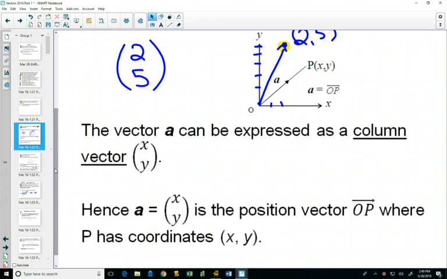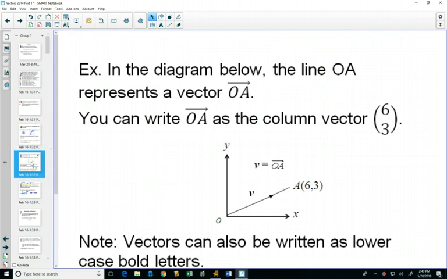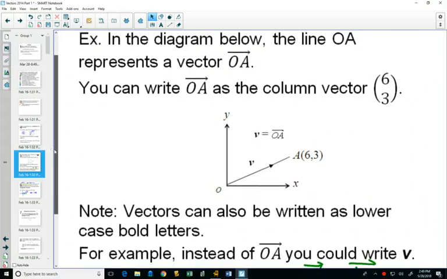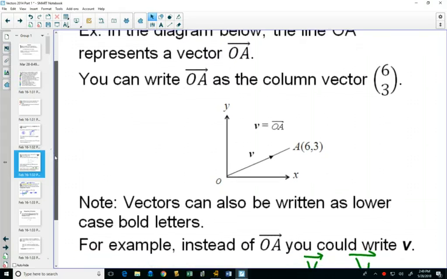We define a position vector as a vector that starts at the origin and goes to a specific point. So (2, 5) is just any vector anywhere that goes 2 to the right and 5 up. A position vector (2, 5) starts at the origin and goes 2 to the right and 5 up. So here, we've got the position vector (6, 3).